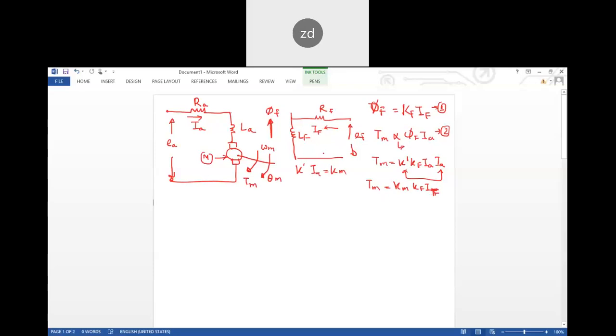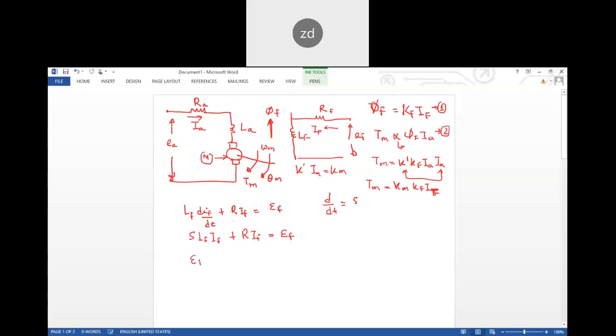Now, if I apply a differential equation to this part of the circuit, I can write the differential equation as L_F dI_F/dt plus R I_F equals E_F. And if I write the same equation in the Laplace domain, you remember the d/dt term is represented as S. In the Laplace domain, the same equation becomes S L_F I_F plus R I_F equals E_F. And from here, I can get the value of I_F in terms of E_F.